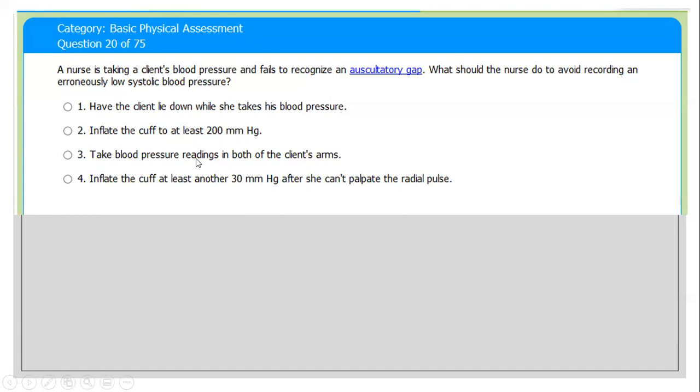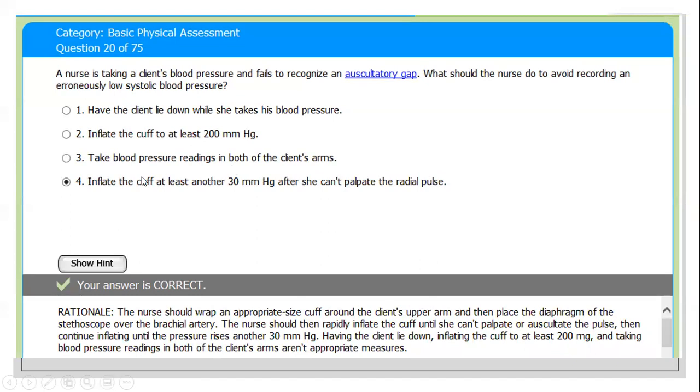Number three, take the blood pressure reading in both of the arms. Number four, inflate the cuff at least another 30 millimeters of mercury after she cannot palpate the radial pulse. The correct answer is to inflate the cuff at least another 30 millimeters of mercury after she cannot palpate the radial pulse.